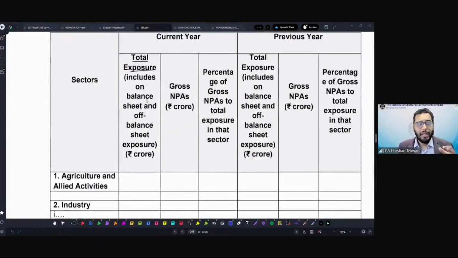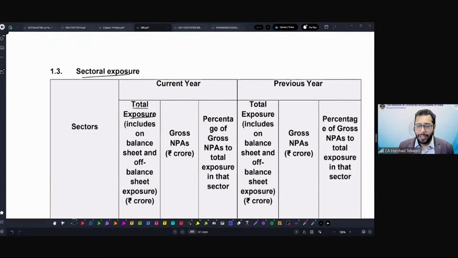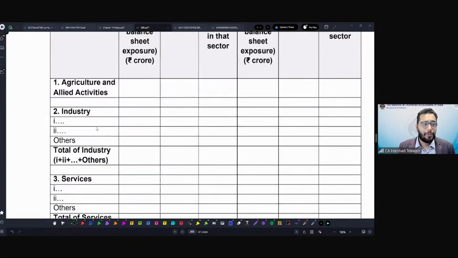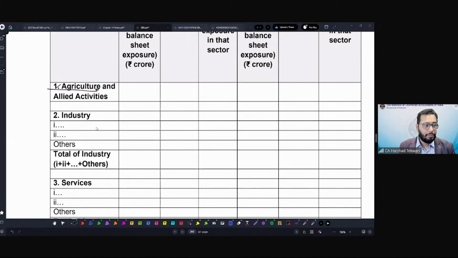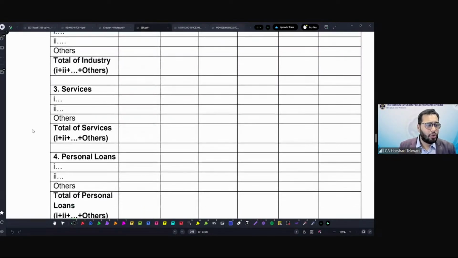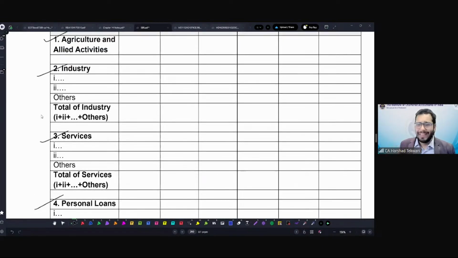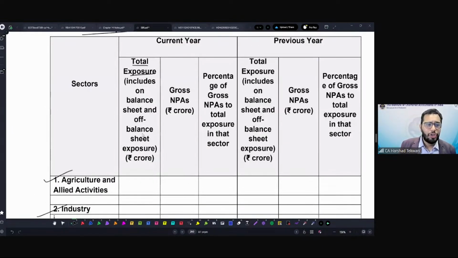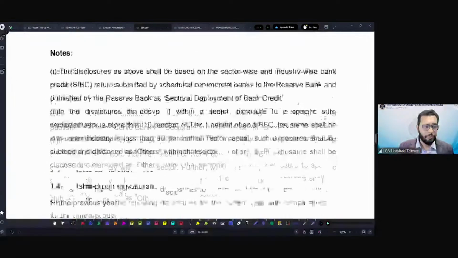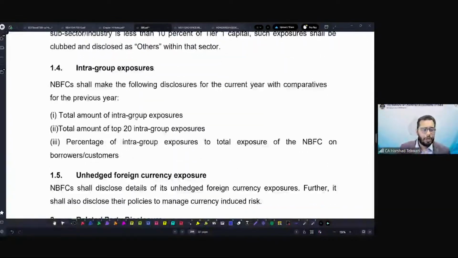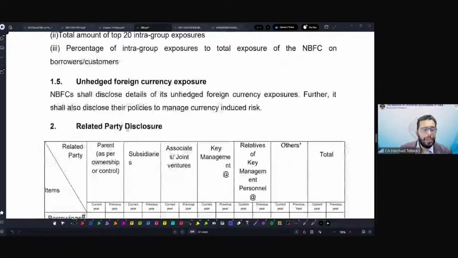So once you give exposure to the capital market, then you need to provide sectorial exposure. What is your exposure to basically agriculture, your exposure to services, your exposure with respect to personal loans, industry related, various industries, everything. Then you need to provide total exposure, gross NPA, percentage of gross NPAs, okay, NPA to that total exposure, and previous year. Then you have an intergroup exposure, okay, that you are required to report. Then you have unhedged foreign currency exposures. I'm just taking you to the overview, and then we will go to the specific also.